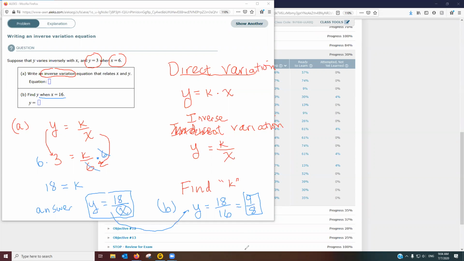Okay, so for these variation equations, you want to be able to start off by writing either y equals k times x if the problem mentions direct variation, or y equals k over x if the problem mentions inverse variation. That's really the first step. Then the next step is going to be to find k. And usually you'll be given enough information in the problem to allow you to calculate the numeric value for k.